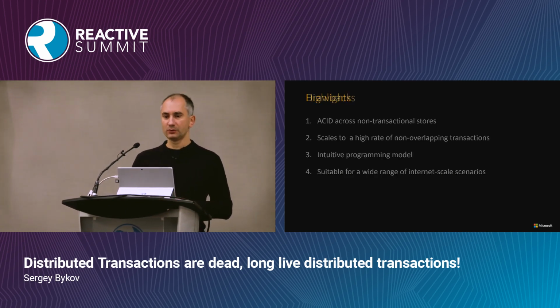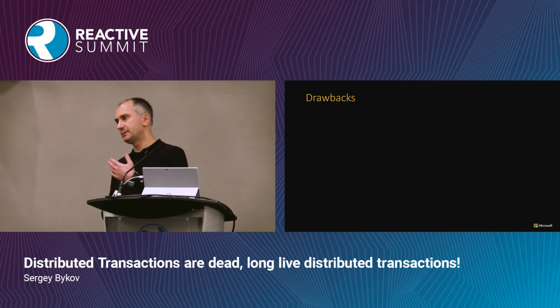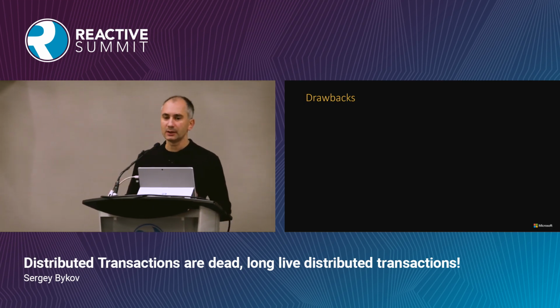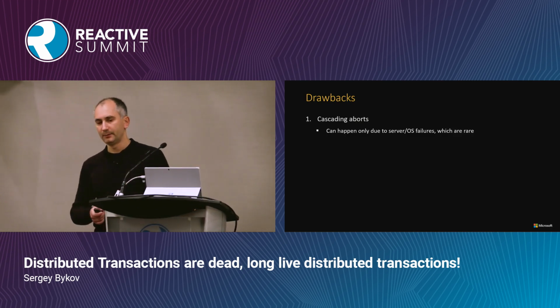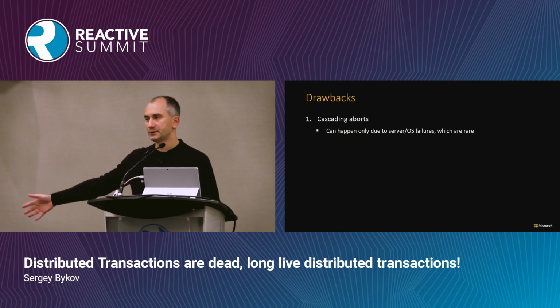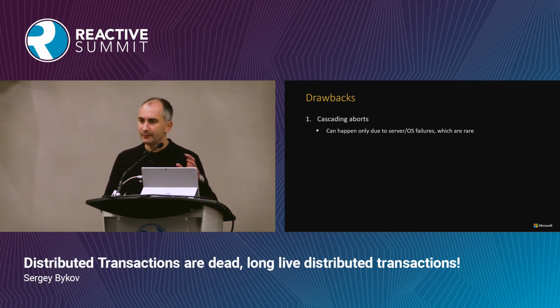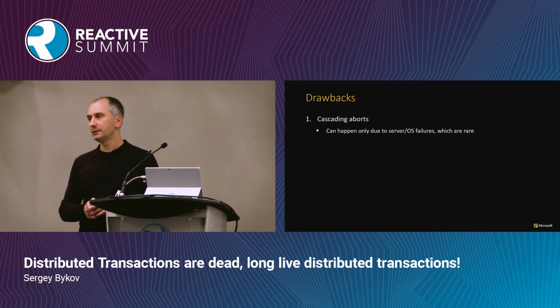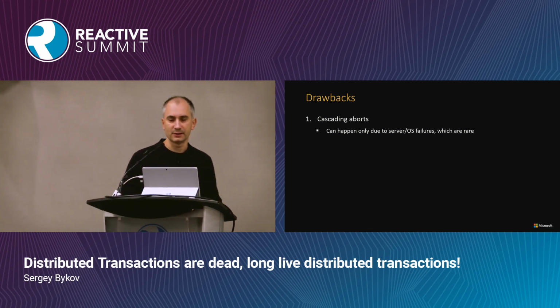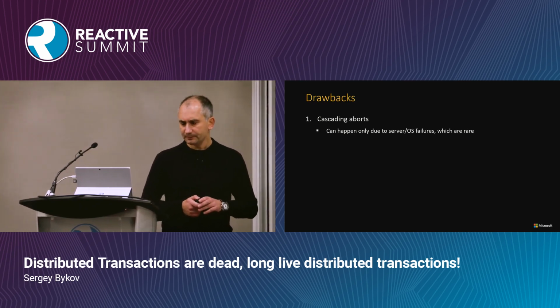Of course, the approach has drawbacks. So I mentioned this dependency chain where transaction n depends on previous transactions. That may cause cascading aborts. So if you have a long chain of dependencies and one transaction in the beginning aborts, the whole chain of transactions aborts. In the paper, Phil and Tamer, they prove that it's only possible when there's physical failure, when the server crashes or something like that happens. So it should be pretty rare, but it is possible.